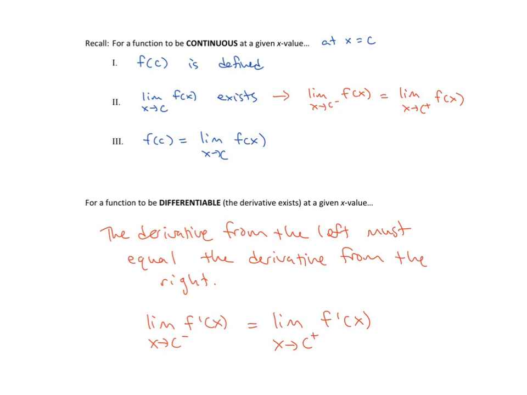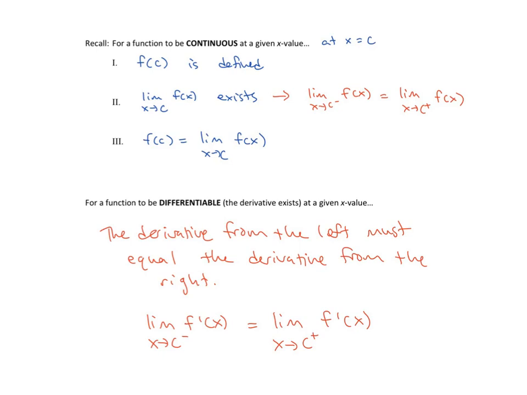The second requirement is the limit as x approaches c of f of x must exist. And for the limit to exist, the left-hand limit as x approaches c from the left of f of x must equal the right-hand limit, or the limit as x approaches c from the right of f of x. The third requirement is that requirements 1 and 2 must equal each other. So f of c must equal the limit as x approaches c of f of x.